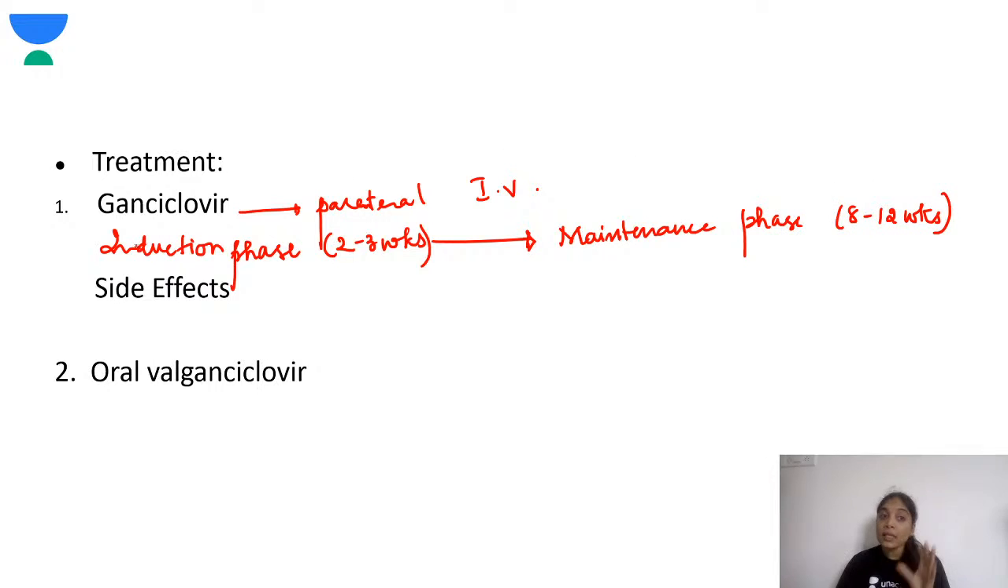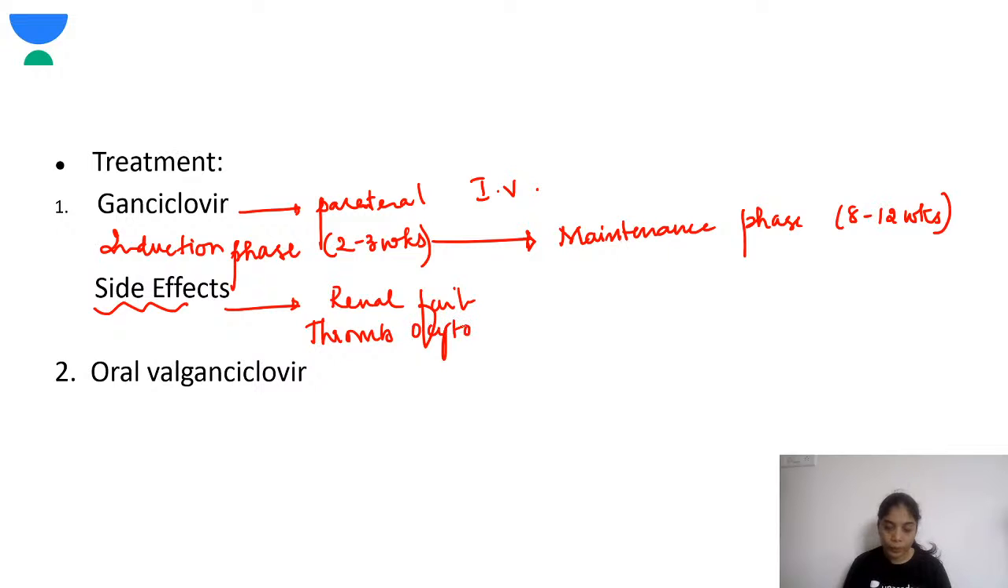Now, this ganciclovir has high adverse effects. So we have to weigh the risk: will giving ganciclovir to this child really help? Sometimes if the features and symptoms are so severe in the child, it will only worsen the condition. So you always have to weigh. The side effects include renal failure, thrombocytopenia, and the child can have testicular atrophy.